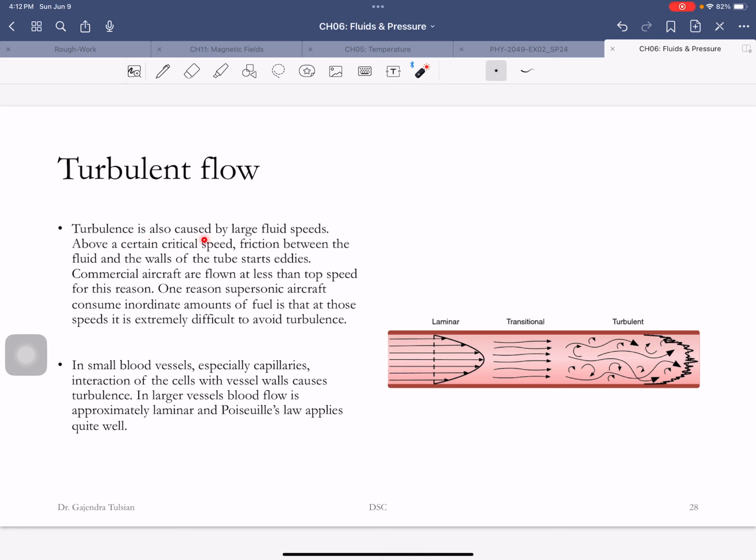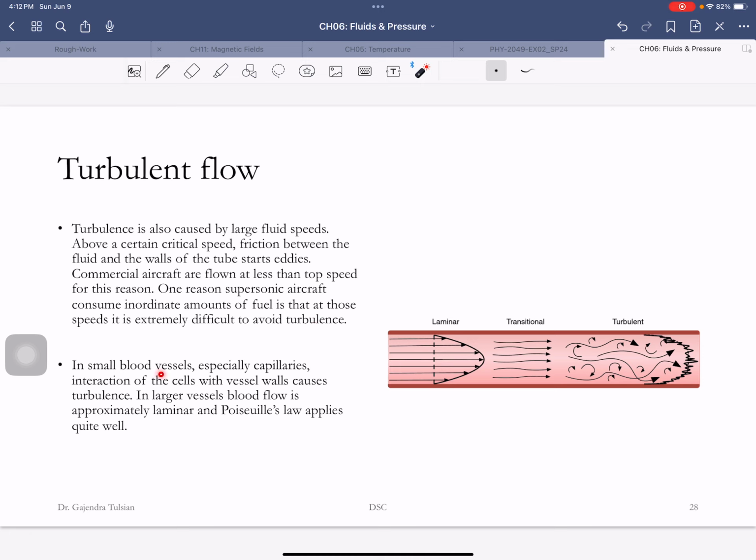So turbulence is also caused by large fluid speeds. About critical speeds, friction between the fluid and the walls of the tubes starts eddies. And so commercial aircraft are flown at less than top speed for this reason. One reason supersonic aircraft consume an inordinate amount of fuel is that at those speeds it's extremely difficult to avoid turbulence. So essentially the punchline is turbulence costs you money and it costs you trouble. So you want to try and avoid it at all costs.